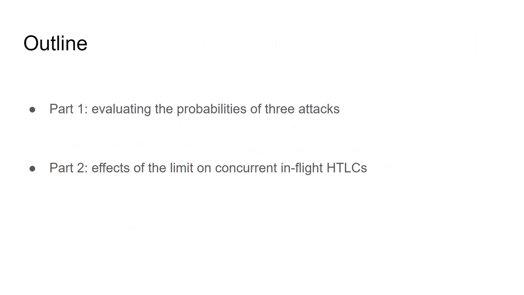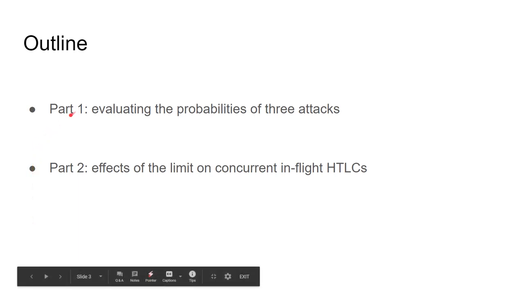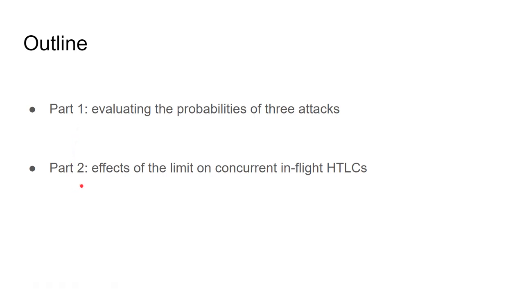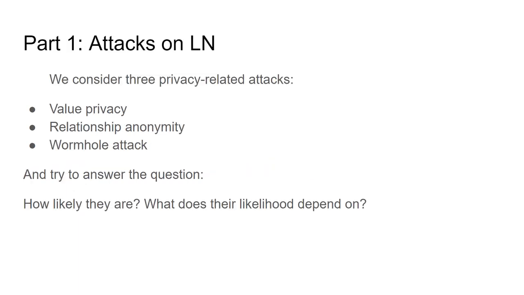So here's the outline of this talk. This talk consists of two parts, as the paper also consists of two parts, which are more or less disjoint. The first part evaluates the probabilities of various attacks on the Lightning Network. And the second part evaluates the effect that a certain aspect of the Lightning protocol has on the applicability of micropayments and their feasibility in real-world circumstances. It may turn out that the Lightning Network, despite the vision described in the original white paper, is not actually that good for very small payments.